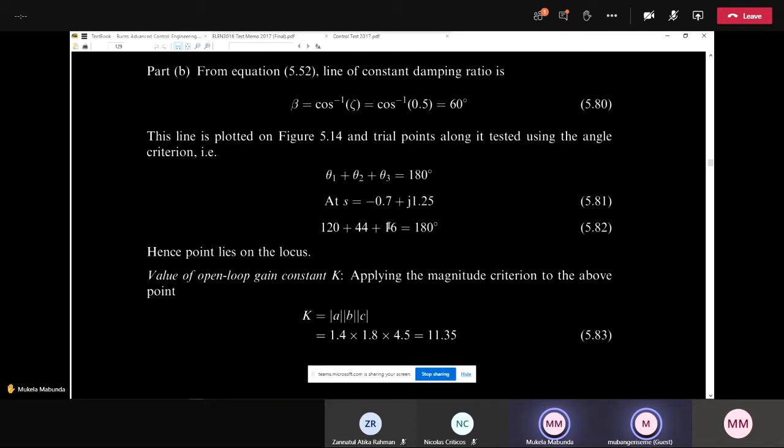So your point is, the question is asking you to find the value of K that will correspond to having a damping factor of 0.5. Yeah. All right, so let's see how we can set up this problem. We've got our locus, fine. You figure out from that equation your angle needs to be 60 degrees. Okay, so beta, can you just go up to what beta is? Can I just see that? That should be the angle.